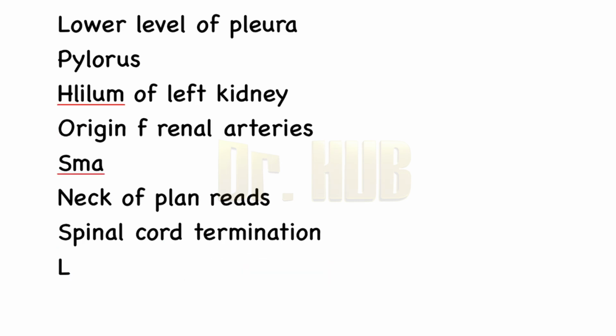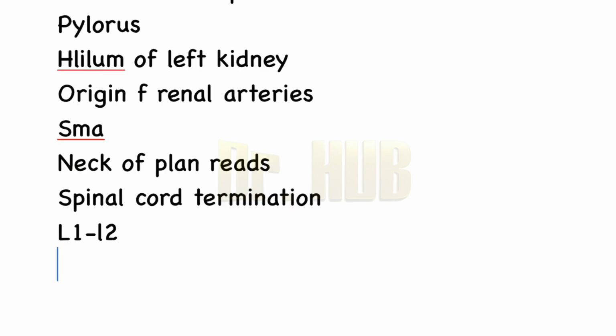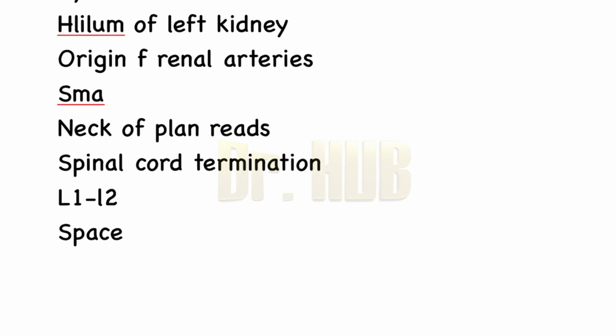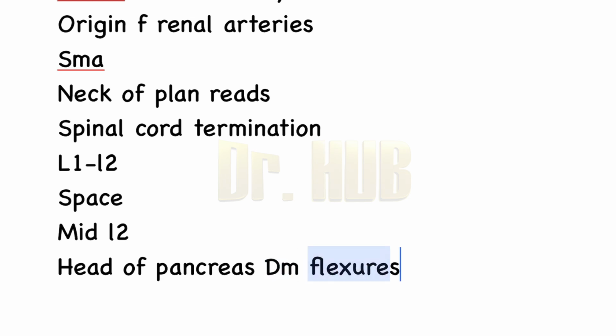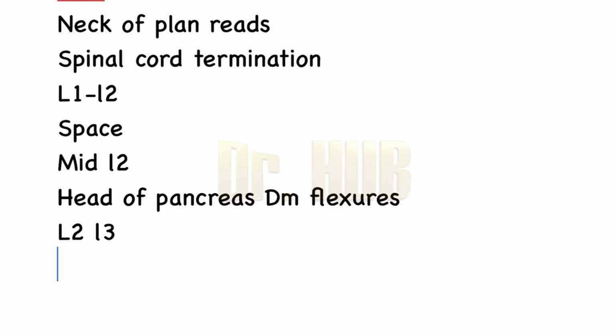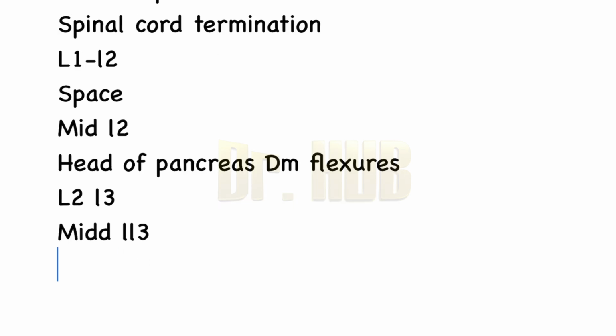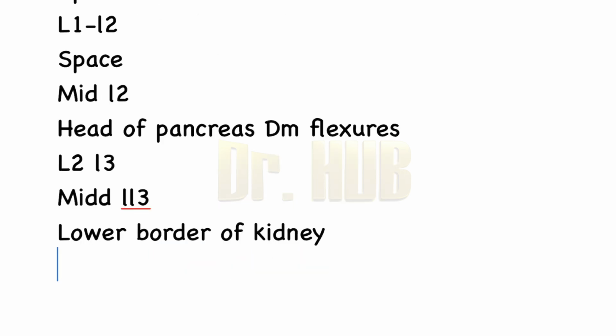Next we move on to the L1 to the L2. So L1 and the L2 space. Here it coincides with the mid L2, and it includes the head of the pancreas as well as the duodenojejunal flexure. Then comes the L2, L3. This is the mid L3. Here it is the lower border of the kidney.